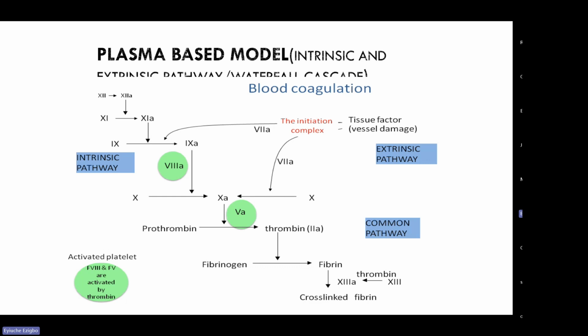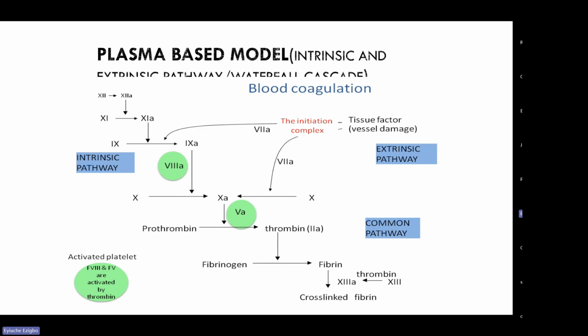Those fibrinogen will be activated by thrombin to form fibrin. Then the fibrin so formed will now cross-link the fibrin molecules to form a more stable fibrin, the cross-linking being activated by factor 13. Factor 13 is also activated by thrombin. So thrombin is activating fibrinogen. There are so many functions of thrombin.